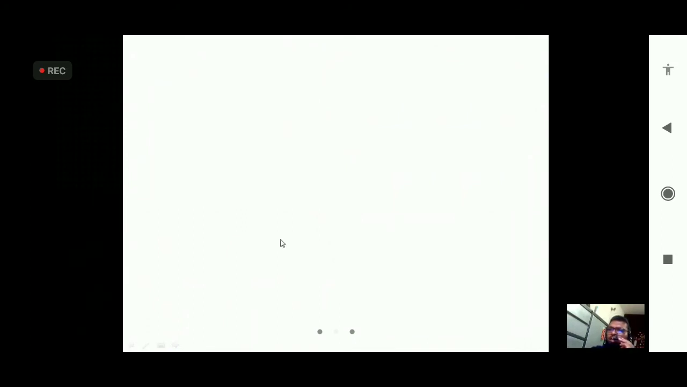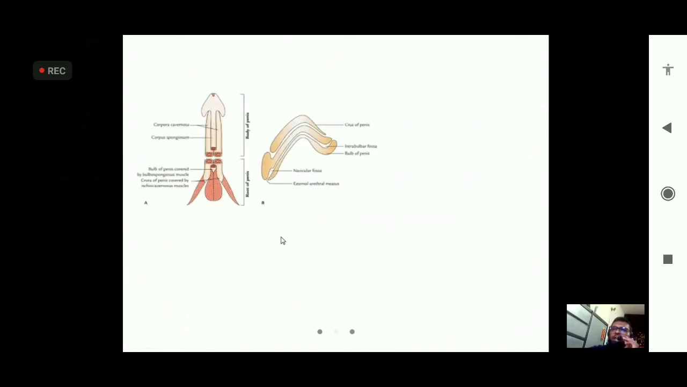Now let us come to the important thing. We have already told you about the crura and the crus of the penis and the bulb of the penis. The bulb of the penis, as I've told you, is the dilated part of the corpus spongiosum, which receives the entry of the urethra into the substance of the corpus spongiosum and passes all the way to the navicular fossa, then to the external urethral meatus.